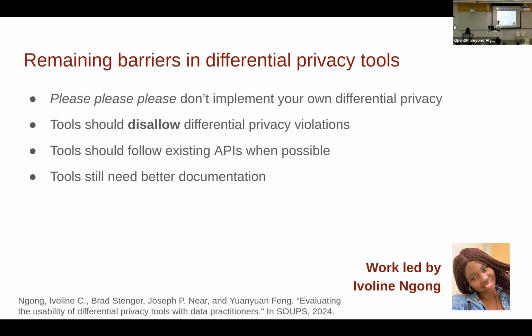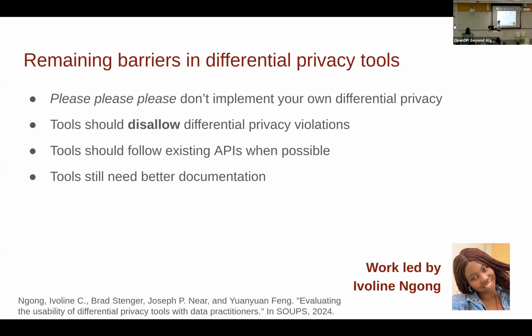Please, please, please don't implement your own differential privacy. I think as people are deploying differential privacy in more contexts, there's a tendency in general to say, I can do that. That doesn't seem so hard. I'm going to build my in-house solution because there's nothing out there that's exactly my use case. I'm really nervous about that because it's so easy to make these mistakes. Even the experts in our study, we asked them to do very simple things. They made small mistakes that violated differential privacy.